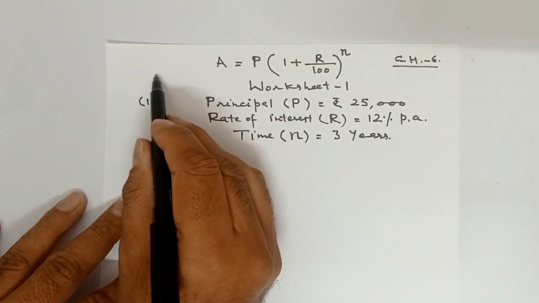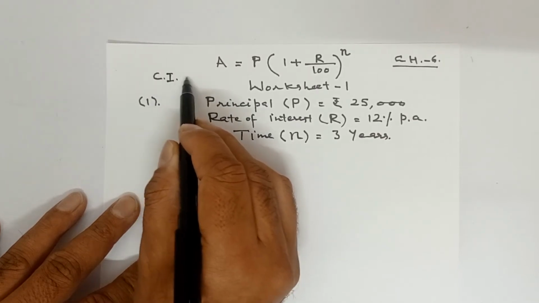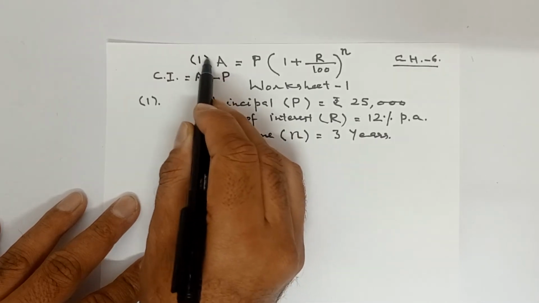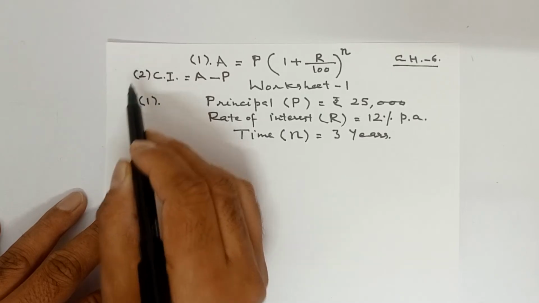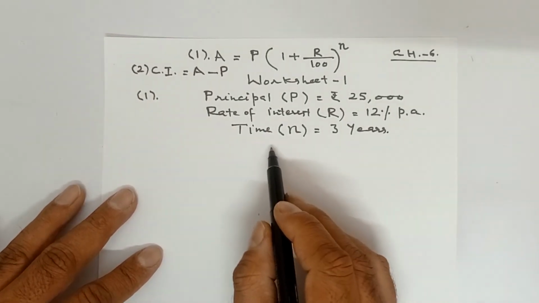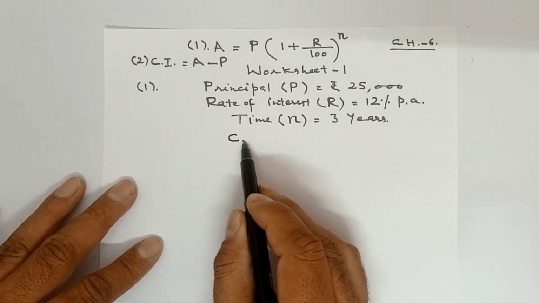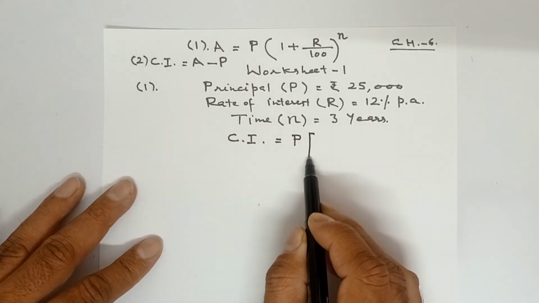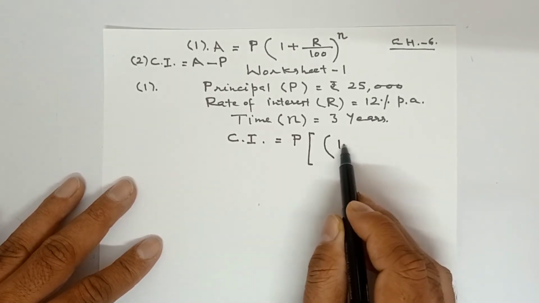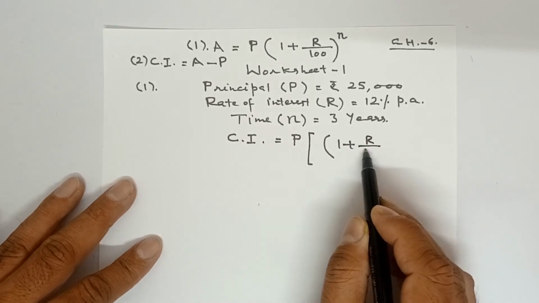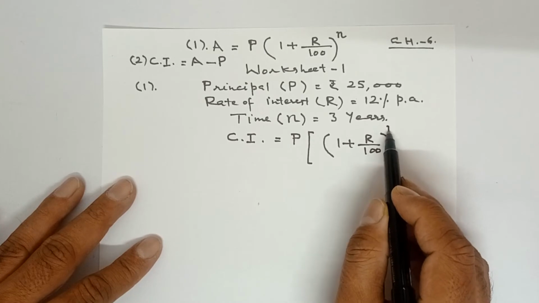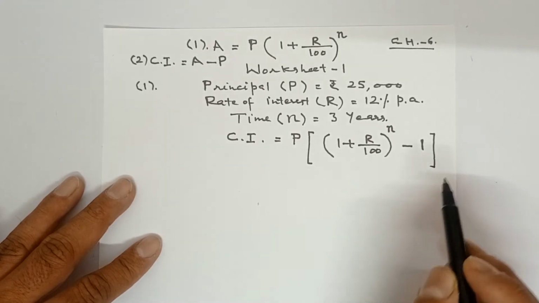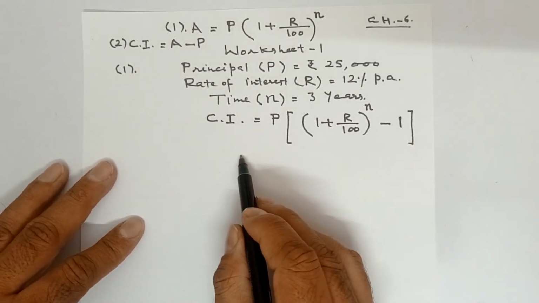Now he is asking to calculate compound interest, not amount. So there is a formula of compound interest also. Compound interest is equal to amount minus principal. This is formula number 1. This is formula number 2. There is one direct formula also to calculate the compound interest, and that formula will be applied now. The direct formula of compound interest is P[(1 + r/100)^n - 1]. With this formula you can directly calculate compound interest.